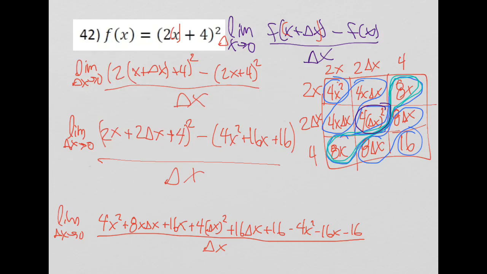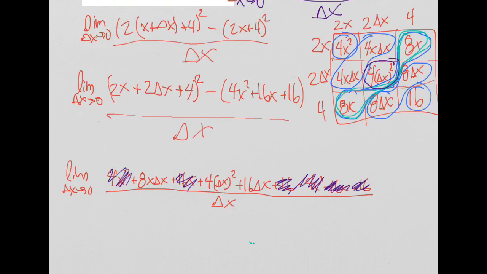Let's look at all the stuff that cancels out. I've got a negative 16 over there, and I've got a positive 16 right there. I've got a positive 16x and a negative 16x. I've got a negative 4x squared and a positive 4x squared. And now notice I've got a delta x in each term. So goodbye delta x, goodbye 1 power of delta x, goodbye another power of delta x, and goodbye that power of delta x.